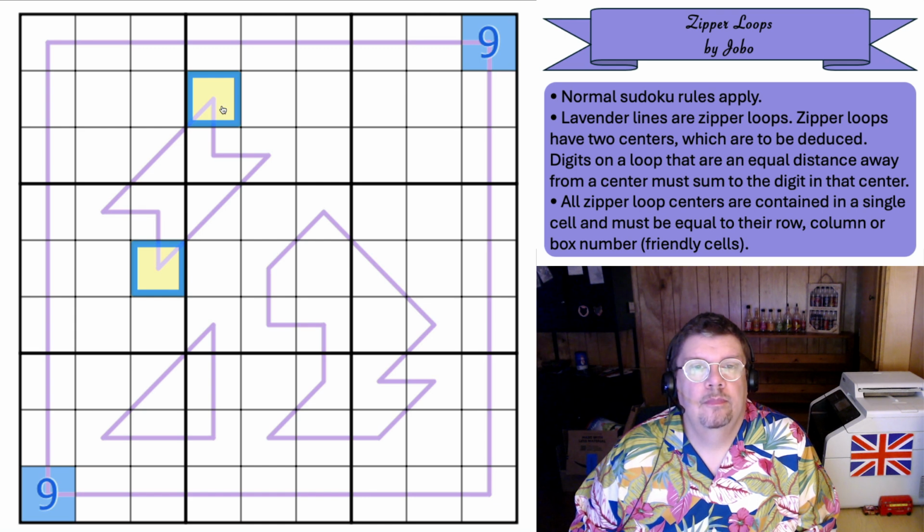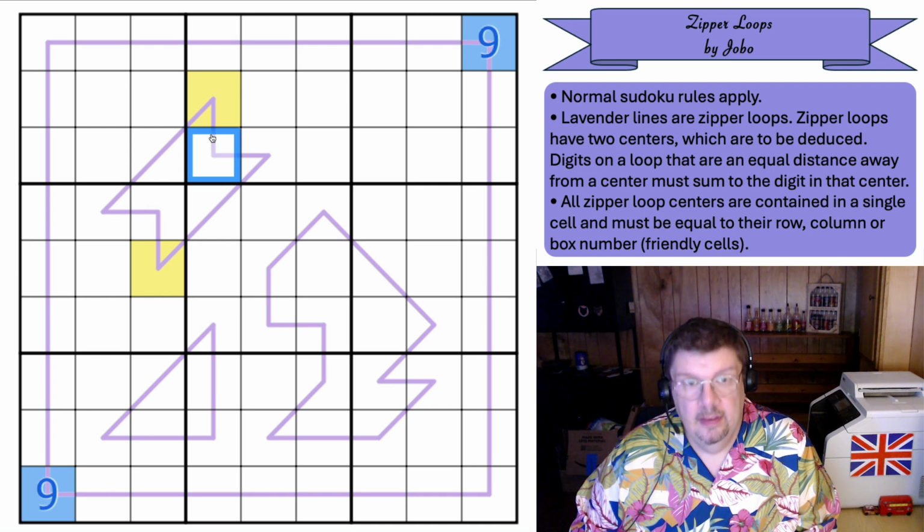So that would be, this is in row 2 and box 2 and column 4. So it'd have to be 2 or a 4. This is in box 4, row 3, column 3 and row 6. And so the only digit that is common between those is 4. Could I have 4 as my center? That would be 1, 3, that would be 1, 3, that would be 2, that would be 2. So yes, we could.